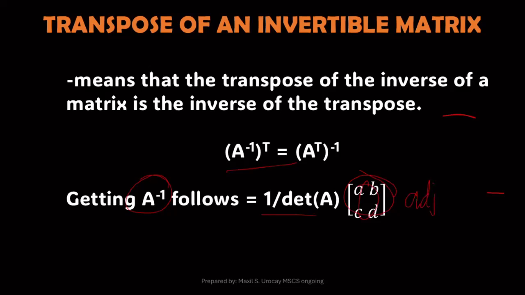It should be like this: 1 over the determinant of A, then times the adjoint. So that's how you will deal with that. Suppose I give you a 2 by 2 matrix. Then in the next video, I'll also give you a 3 by 3 matrix, because getting the adjoint and determinant of a 2 by 2 will be different from a 3 by 3 and a 4 by 4. I will illustrate that in different videos in the future.